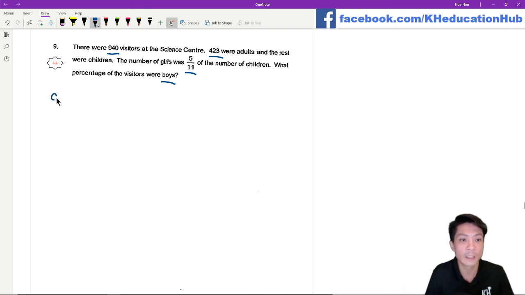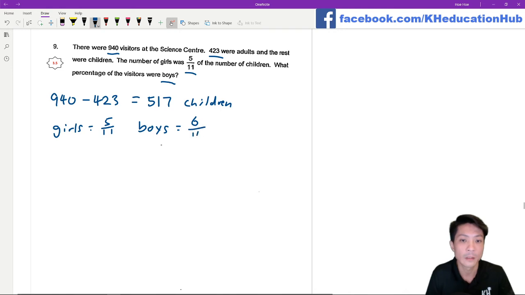Okay, so we need to find the number of children first using 940 minus 423. So 940 minus 423 is going to give me 517. Okay, this is the number of children. So the number of girls is 5/11 of the children, right? So if girls goes to 5/11, it means that boys is equal to 6/11, right? So we're gonna find what is 6/11 of the 517 children.